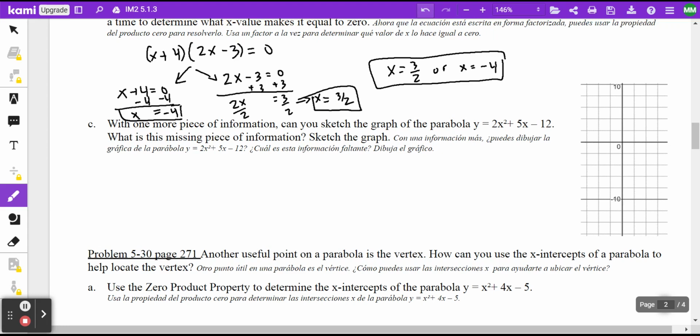What's the y-intercept? Okay, so I want the y-intercept. I actually think we need two more pieces of information, and the next problem will take us to the vertex. But for now, I know that the text is asking us to find the y-intercept. Okay, want the y-intercept. That means we set x equal to 0. So we have y is equal to 2 times 0 squared plus 5 times 0 minus 12, which is just negative 12.